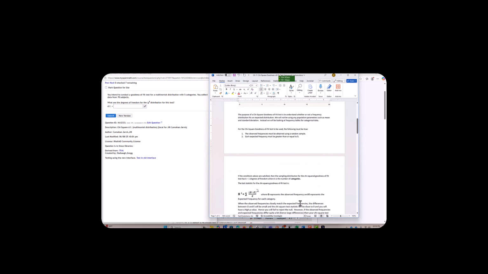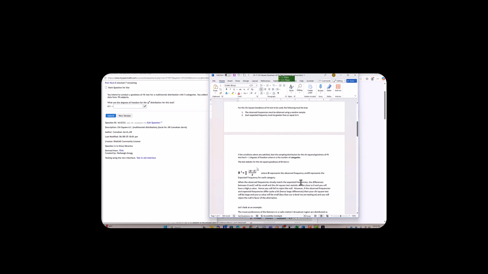If the conditions above are satisfied, then the sampling distribution for the chi-square goodness of fit test has k minus 1 degrees of freedom, where k is the number of categories. So notice that there's 5 categories here, so your answer for degrees of freedom is going to be 5 minus 1, which is 4.